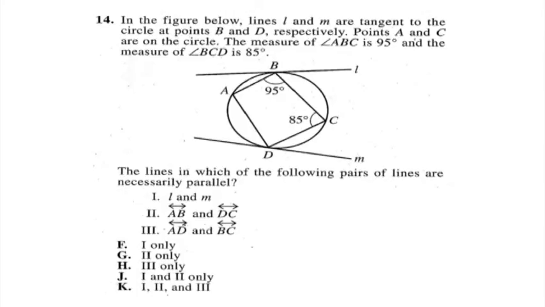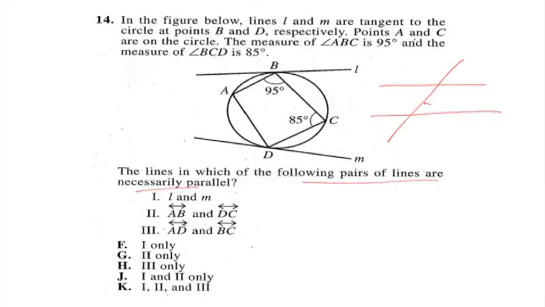And this next one, 14. In the figure below, lines L and M are tangent to the circle at these points respectively. Points A and C are on the circle. The measure of angle ABC is equal to 95 and BCD is 85. Which of the following pairs of lines are necessarily parallel? This really is not as much a circle problem as it is understanding our parallel lines. If I take two lines like this and draw a line through them, this is called a transversal.